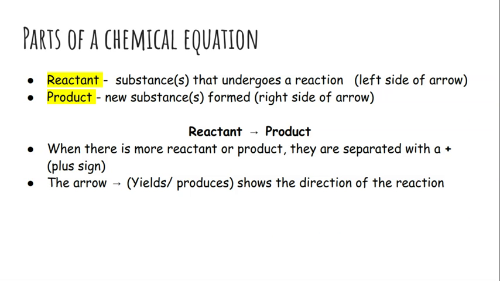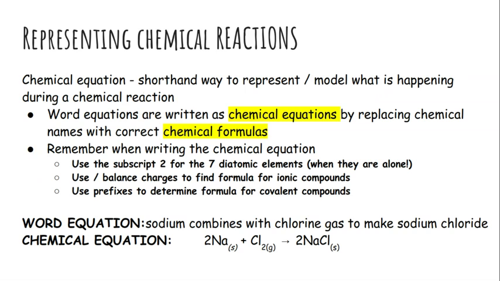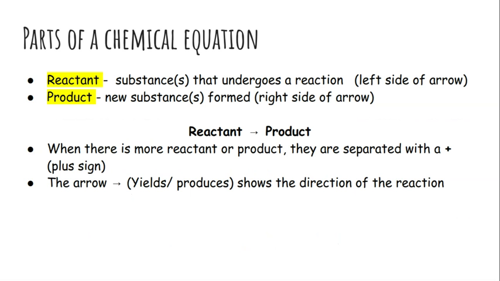The starting substances in a chemical reaction are called reactants. Those are the materials that I start with and that are going to combine or react together. They're always represented on the left side of the arrow. The new substances that are formed from the reaction are called products, and they're written on the right side of the arrow. In our example at the bottom of the page, Na and Cl are my reactants. That is what I'm starting with, and they're on the left side of the arrow. NaCl, or sodium chloride, is my product, and it's on the right side of the arrow. If there's more than one reactant or product, remember they're separated with that plus sign.